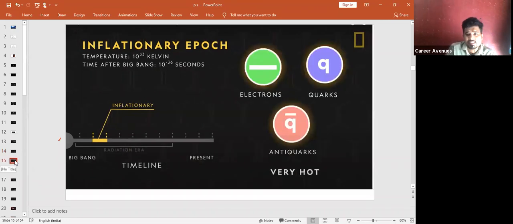Here we have the inflationary epoch, and in this epoch there is a formation of electrons, quarks, antiquarks. Now to form quarks and antiquarks we need very high temperature. Think of it. Here we have 10 to the power 33 Kelvin, right? This is very hot. At that temperature, atoms can't exist. So matter is in the form of electrons, quarks, and antiquarks. And with time, these quarks combine to form proton and neutron. We will see there are different types of quark also, up quark, down quark. So we will see everything.